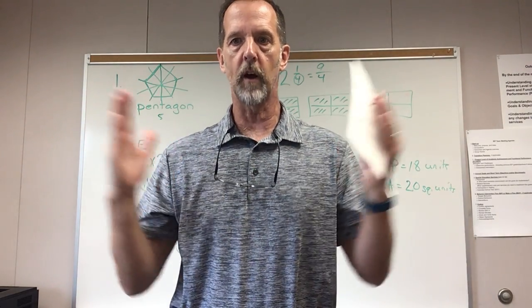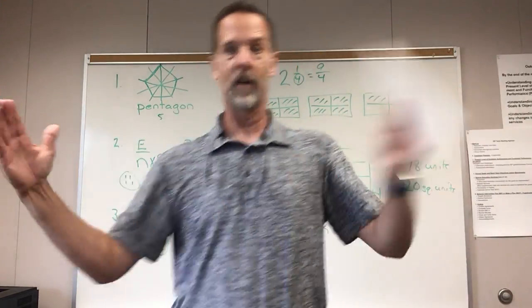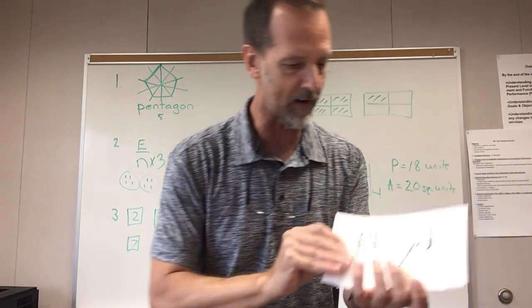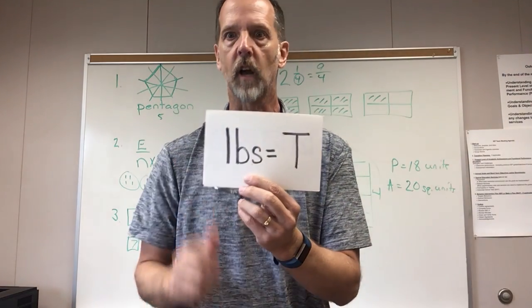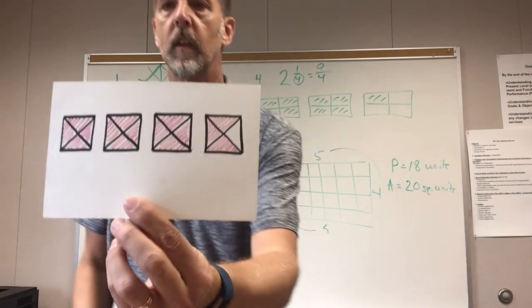Show me a foot. Show me a yard. How many feet in a yard? 3. 1, 2, 3 feet a yard. Okay, foot and yard dance. Pounds in a ton. Tons are heavy. How many pounds in a ton? 2,000. Nicely done.